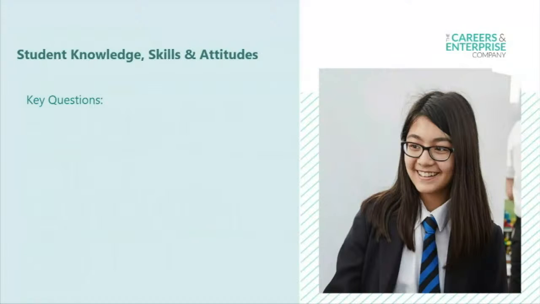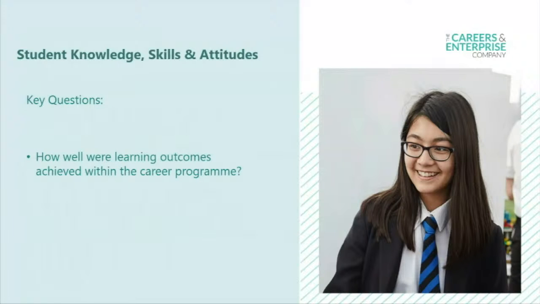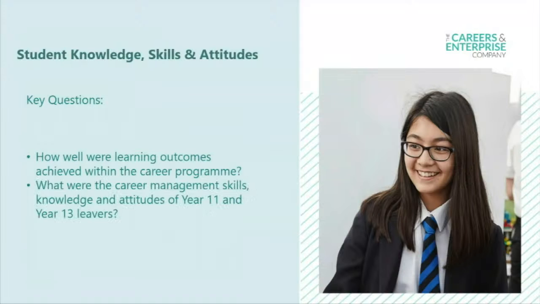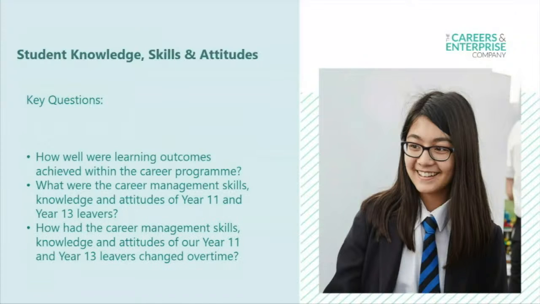Then thinking about student knowledge, skills and attitudes. So key questions that you might want to ask yourself to interrogate the data again. How well were learning outcomes achieved within the career programme? So obviously we talked in module 2 about setting those learning outcomes. How can you then measure that? What were the career management skills, knowledge and attitudes of year 11 and 13 leavers, particularly if there were things crucially within your vision, within your strategic objectives, you really need to look at whether there is evidence of that impact. How had it changed over time, as well as that snapshot?